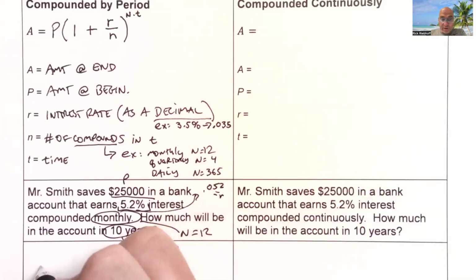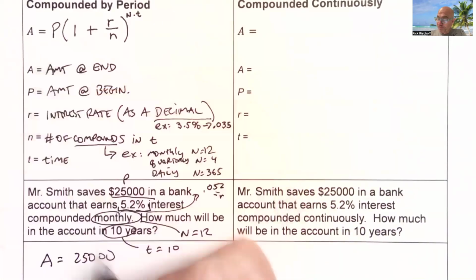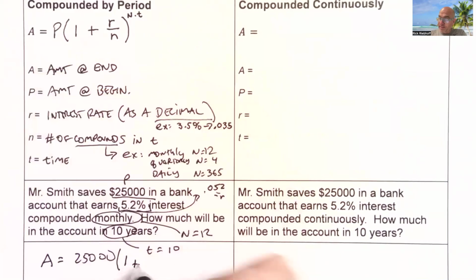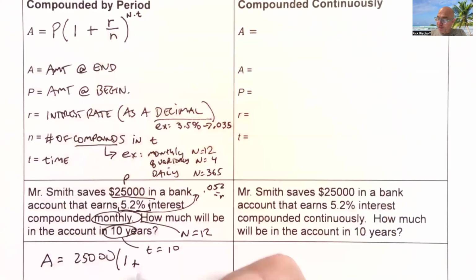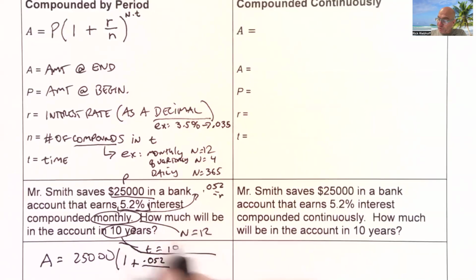Let's go for it. So the amount at the end is equal to P, which is my principal, times 1 plus R over N. My R is 0.052, divided by my N value, which is 12. And we're going to raise this to the power of 12 times 10, the N times the T.